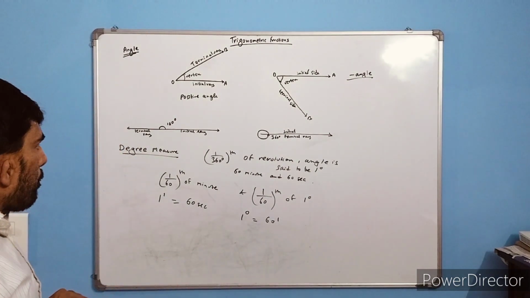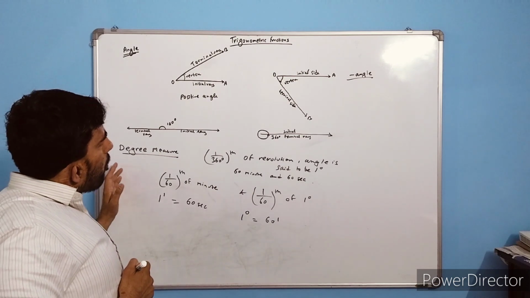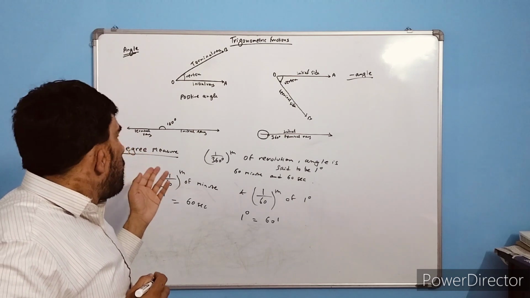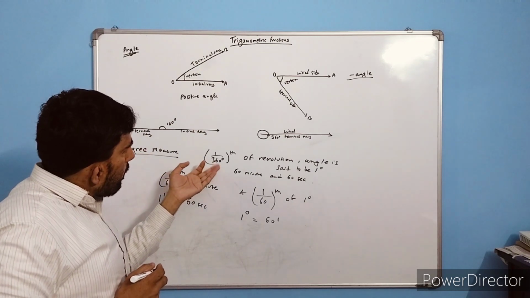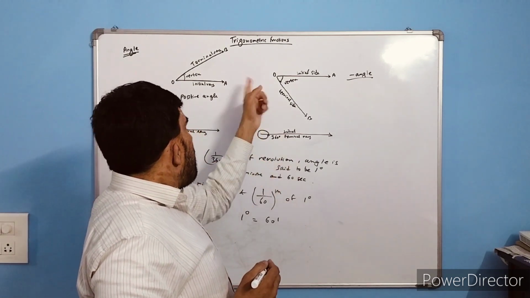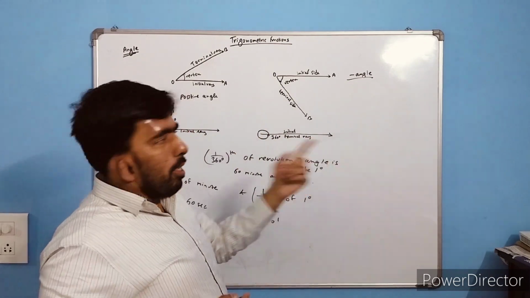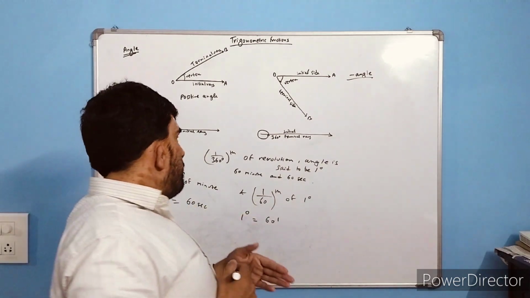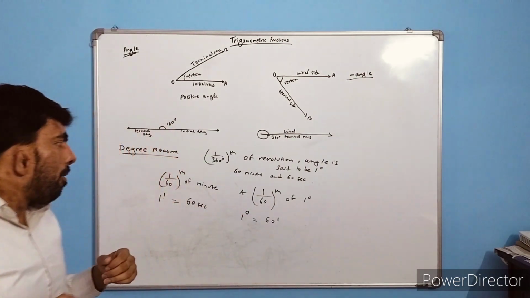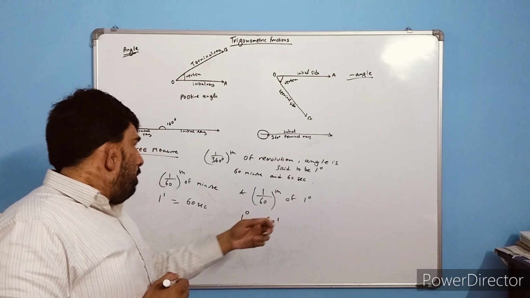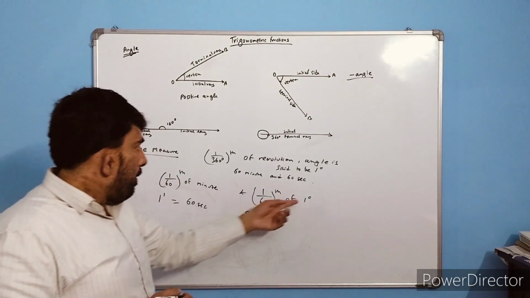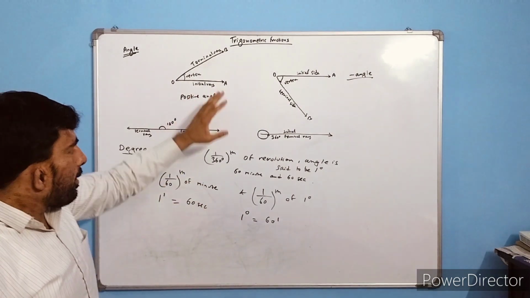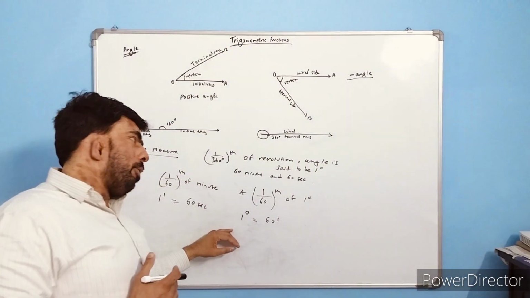So this is the degree measure, the amount of rotation from the initial point that is 1/360th of the revolution. That angle is said to be 1 degree. 1 degree is further divided into 60 minutes and 60 seconds. So what we got: 1 degree is equal to 60 minutes and 1 minute is equal to 60 seconds. That is how we can show it.